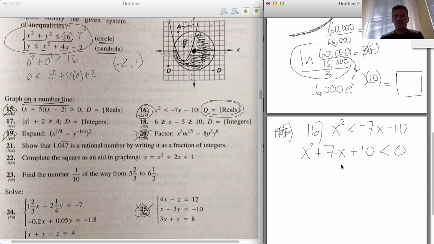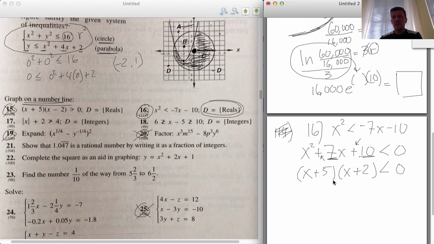I'm going to factor this. So I know that to get x squared I need x times x, and 10 is going to be 2 times 5 or 1 times 10, and I know that I have to get a positive here, so they're either both positive or both negative, but I'm going to get a plus 7 when I add the outside and inside products together. So 5 and 2, since the sum is going to be 7. So I believe it's just going to be x plus 5 times x plus 2.